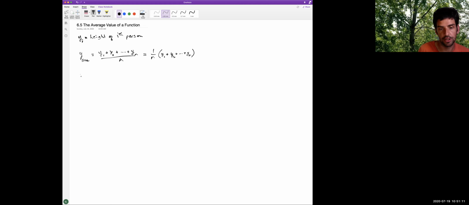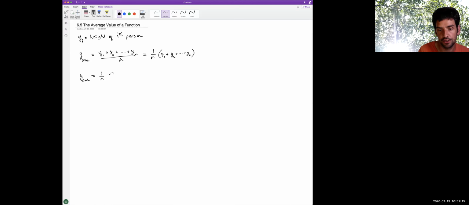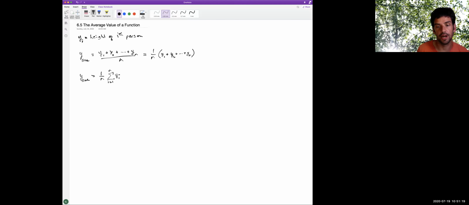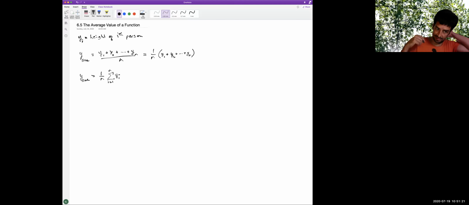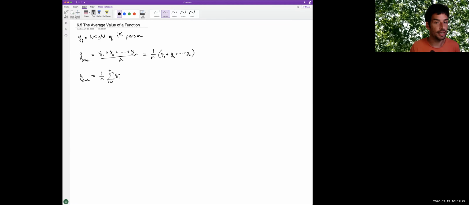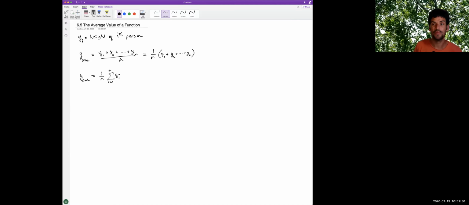But of course, we can use nicer notation now. We've got summation notation. This is just 1 over n, sum from i equals 1 to n, y sub i. So that's the classic idea of an average, the one we're used to.